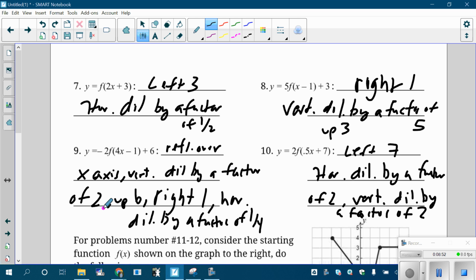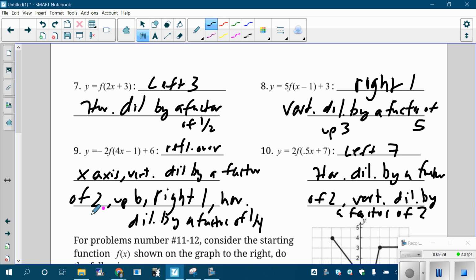I chose to do those first, so I chose to look at the vertical ones first. And then when I'm looking at the vertical ones, I have to do those before the up 6. And then for the horizontal, I have to do the right one before the horizontal dilation by a factor of 4. But I could have done the right one and then this, and then done the vertical ones in that order. Again, it doesn't matter whether you do vertical first or horizontal first. It just matters for the vertical themselves that they're in the right order, PEMDAS, and for the horizontal themselves that they're in reverse PEMDAS order.